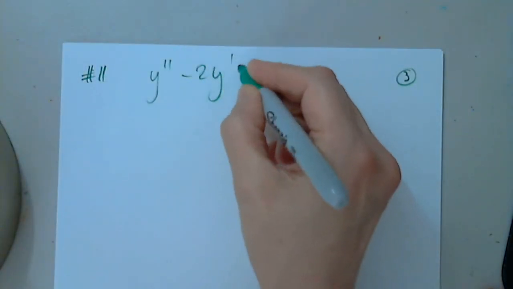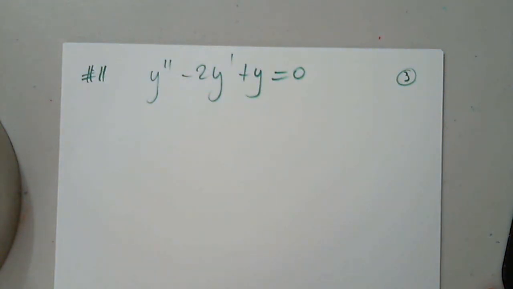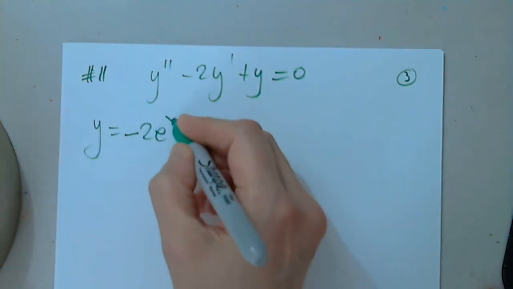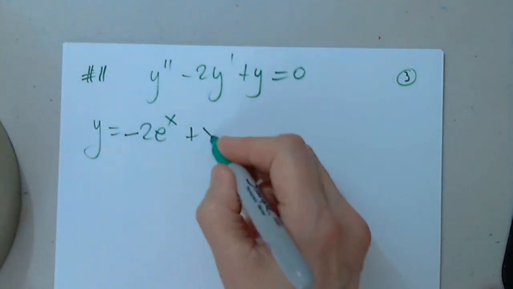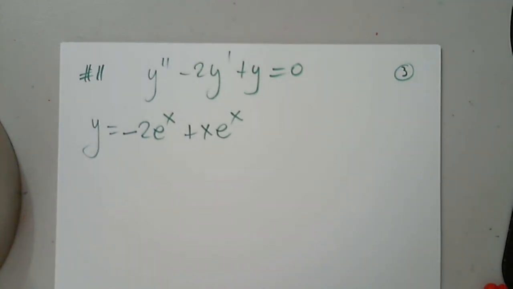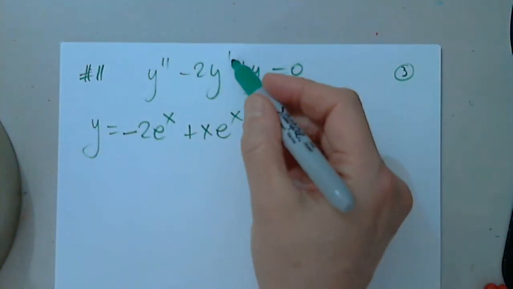So they're telling us y double prime minus 2y prime plus y, they say this is 0. Show that y equals negative 2e to the x plus x e to the x, same question, is a solution of the given differential equation. Show that it's a solution. How do I start? What do I need to do? Find the derivative of y. Yes, to put it here.